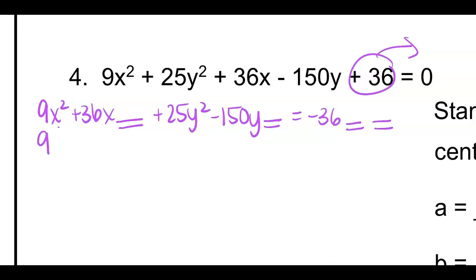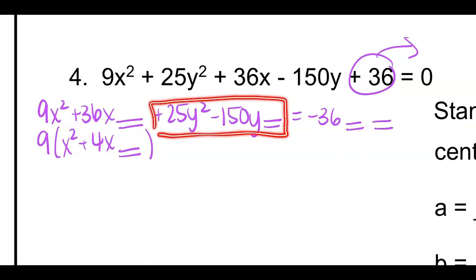So the way we're going to get rid of it is we're going to factor that out. So we're going to make this 9 parentheses x squared plus, 36 divided by 9 is 4. And I'm going to leave the same space. I'm not going to factor out a 9 from this missing term because I don't even know what the term is yet. I haven't completed the square. Let's do the same thing here.